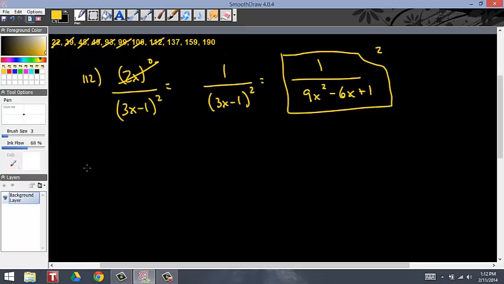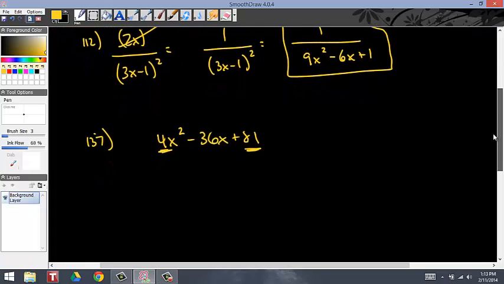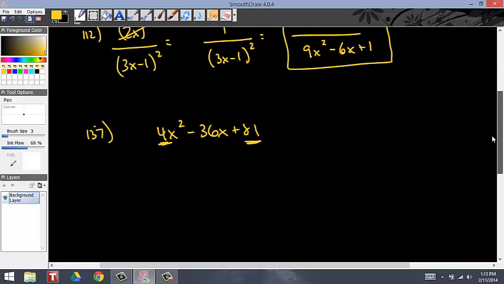Factor completely. Okay, 4x squared minus 36x plus 81. Whenever I see a problem that looks like this, and I see a 4 and an 81, what types of numbers are they? They're a very special type of number. What are they, Riley? They're perfect squares, right?